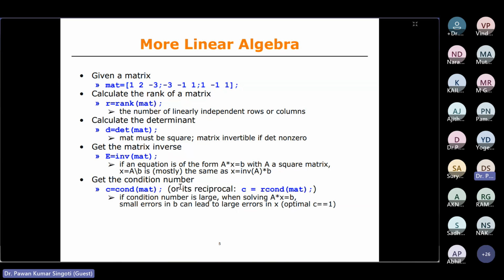Get the condition number, just type cond M. It will give you the reciprocal of this one. If the condition number is large, when solving AX equals B, a small error in B can lead to large errors.